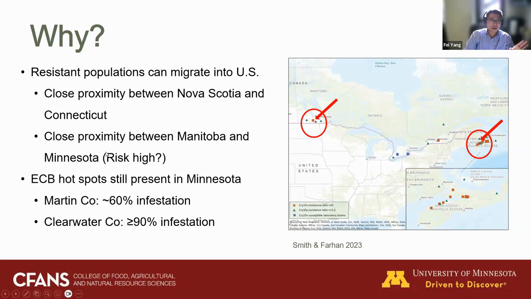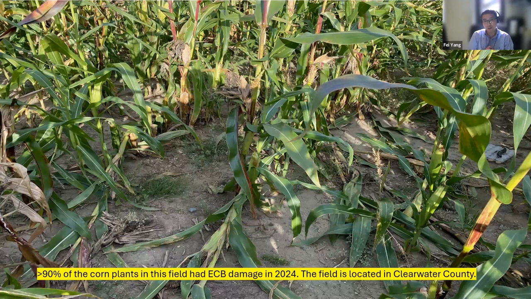And also, although ECB is significantly suppressed, that doesn't mean we don't have ECB populations in the landscape. During 2023 and 2024, we still found some hotspots in Minnesota fields. For example, in 2023, in Martin County, we found one field with almost 6% infestation. And in 2024, in one field in Clearwater County, almost 90% of the plants in the field were damaged by European corn borer. And this is a field in 2024.